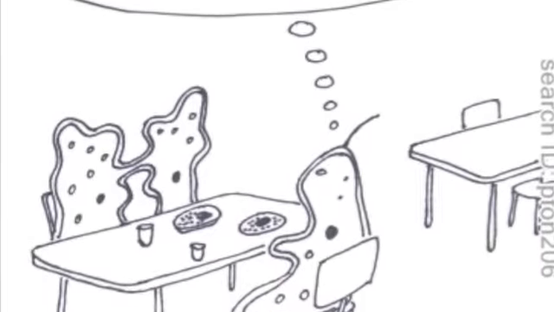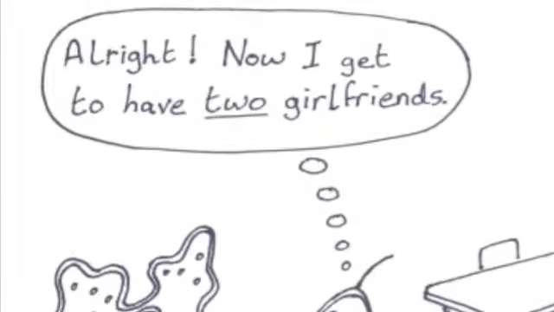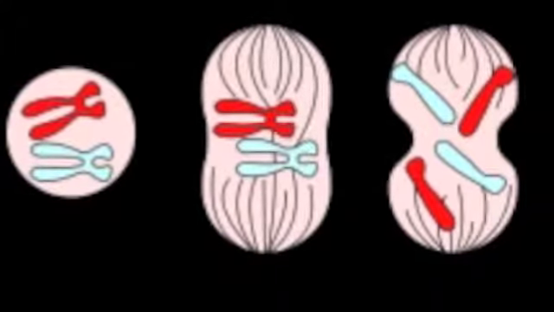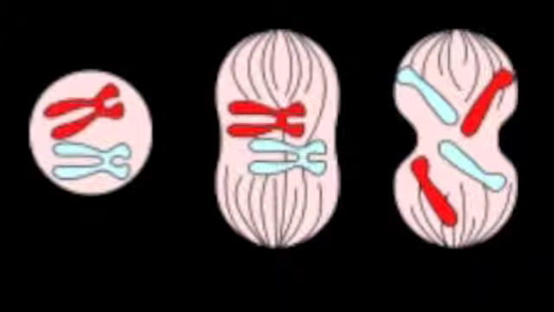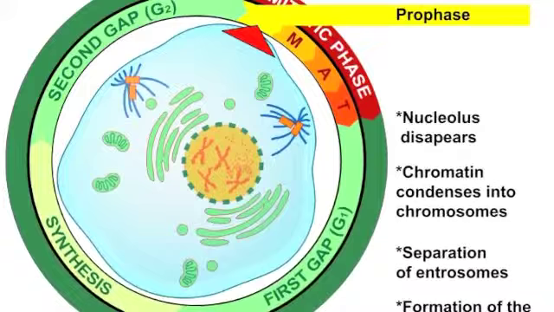In eukaryotic cells, this process has 2 main stages, mitosis and cytokinesis. There are 4 phases of mitosis: prophase, metaphase, anaphase, and telophase. Prophase is the first step and lasts up to half of the required time to complete mitosis.